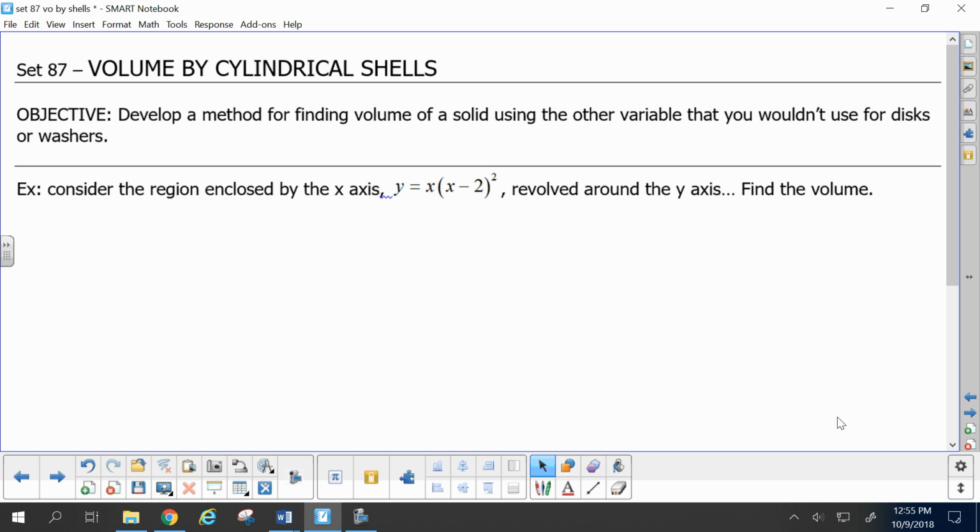Because these are all half circles. These are both half circles. Yes. And then what's that?